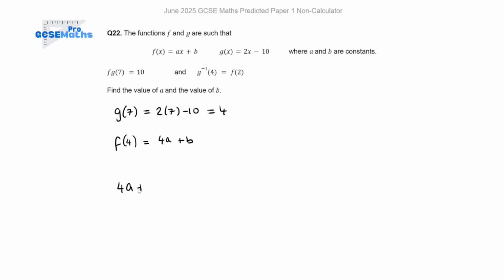So do you see how that's one equation, isn't it? I can't solve it as it is because it has two letters, so leave that there. Look at the other one. We've got the inverse function of g, but also a number. Now I do need to actually do the inverse first, and then I'll sub in the number.